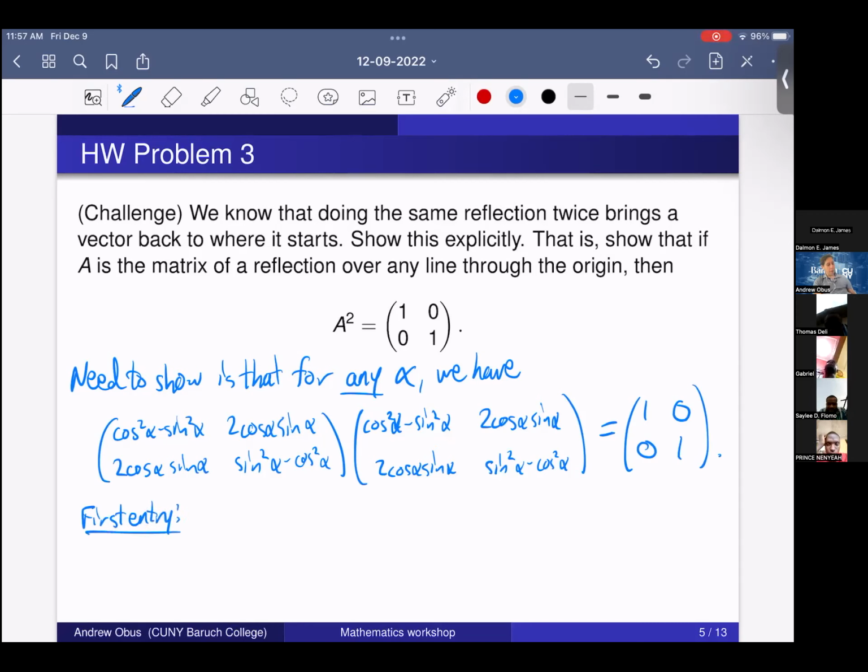And then you can do the other ones. So the first entry, meaning top left, when I multiply these matrices together, I get cosine squared alpha minus sine squared alpha times cosine squared alpha minus sine squared alpha, right? That's doing the first times the first over here. And then I get 2 cosine alpha sine alpha times 2 cosine alpha sine alpha, so plus 2 cosine alpha sine alpha times 2 cosine alpha sine alpha.